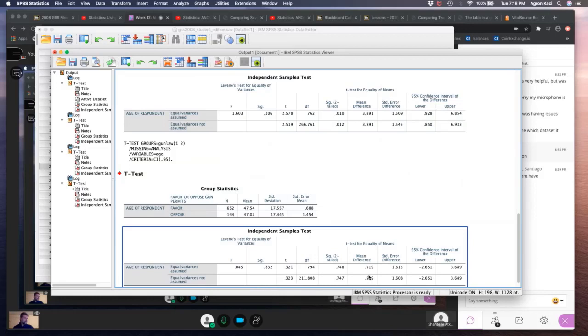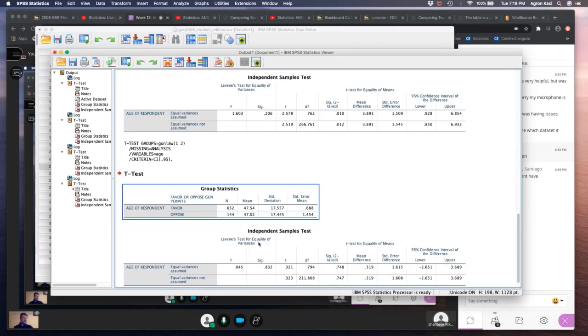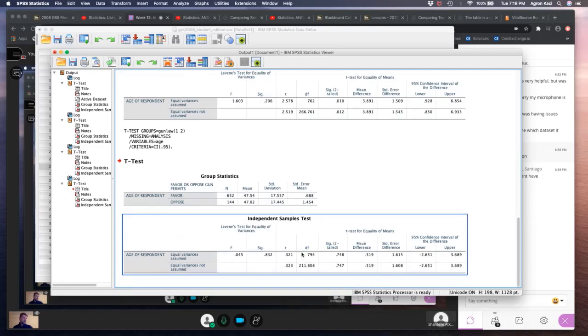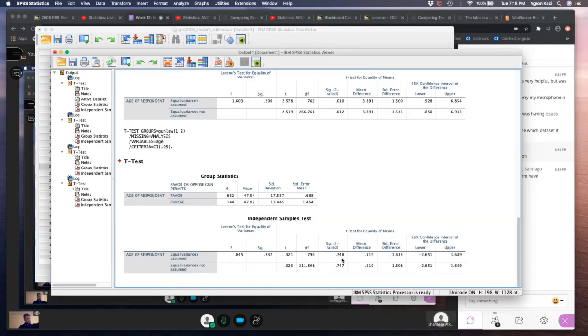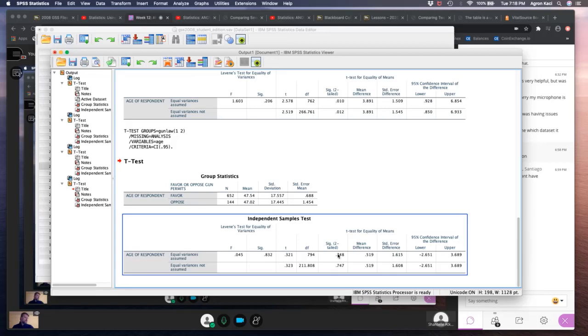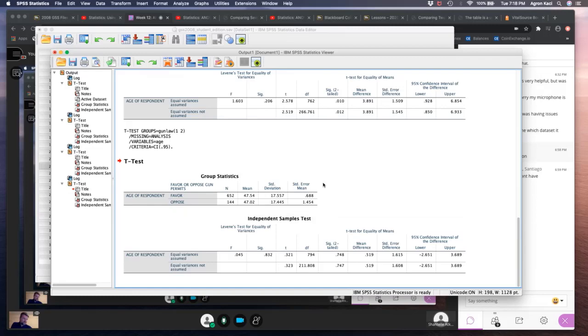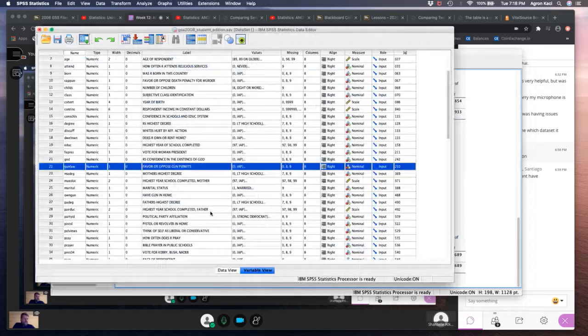Now, this 0.5, half a year of age difference, doesn't seem like there is a significant age difference because we look at the top row, so it's 0.748. That means that we retain the null hypothesis, we don't reject it, therefore we don't accept the alternative hypothesis that there is a significant difference. Okay, one more thing here.